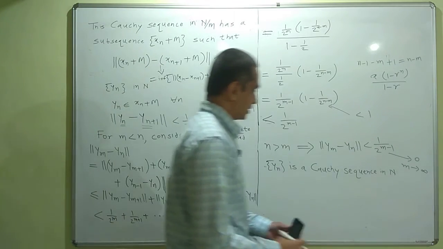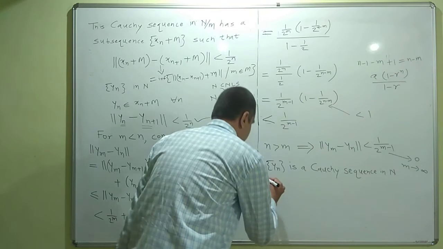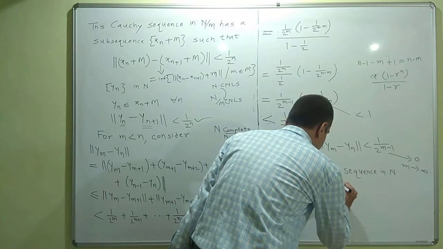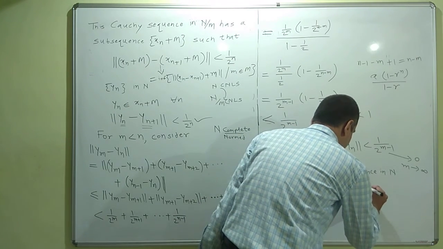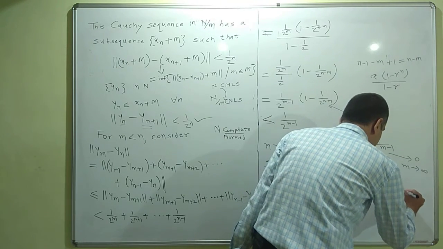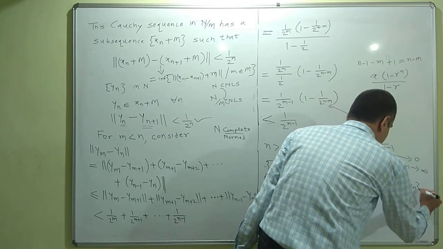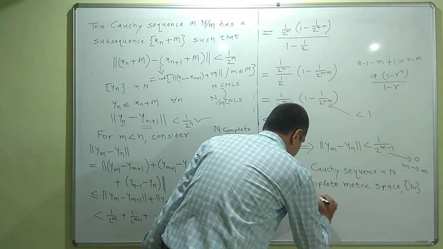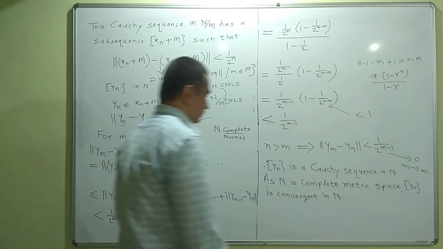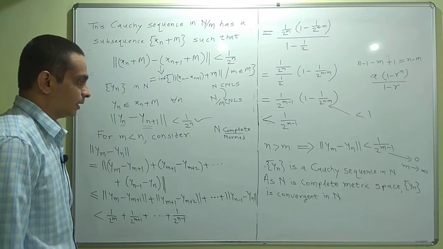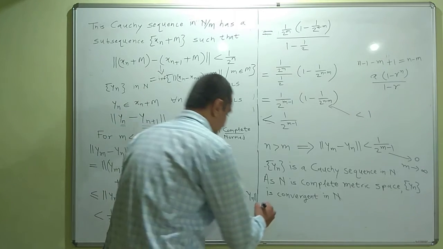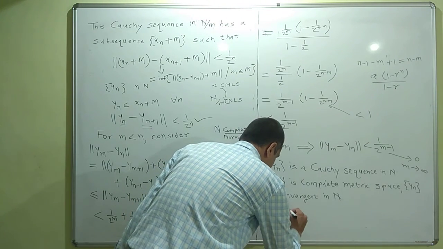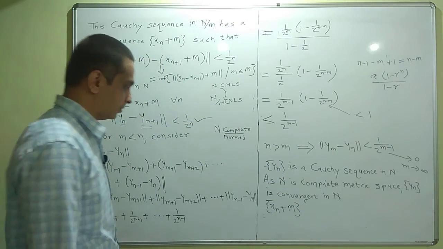So yn is a Cauchy sequence in n, which is a complete normed linear space. To be precise, I will say as n is a complete metric space, yn is convergent in n. Then it is easy to observe that the sequence, remember that this is a subsequence of the Cauchy sequence which we have taken in n by m.